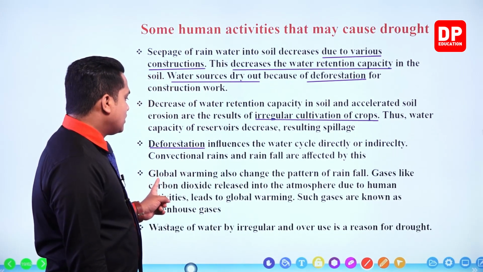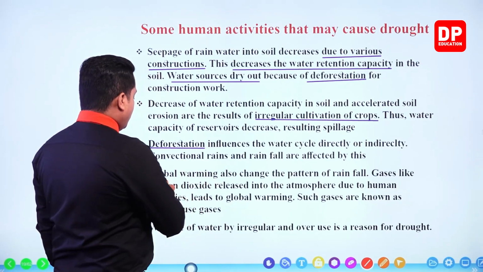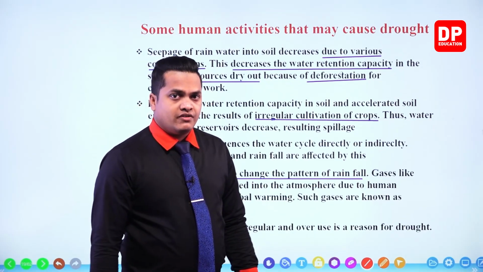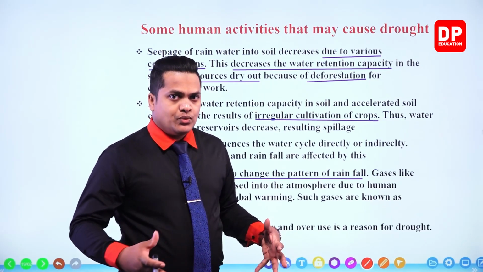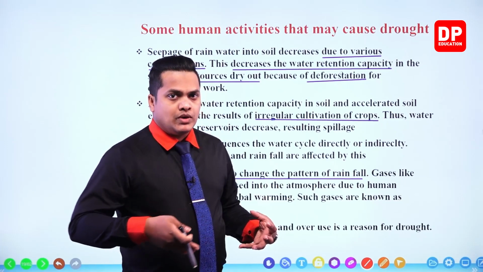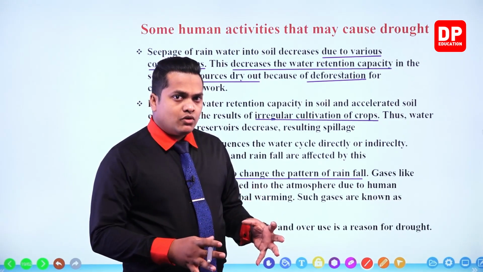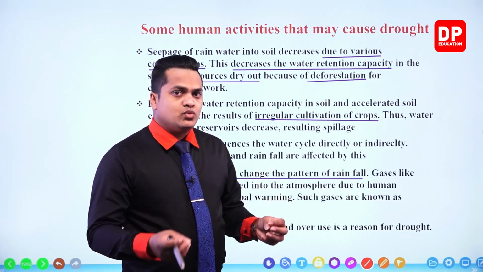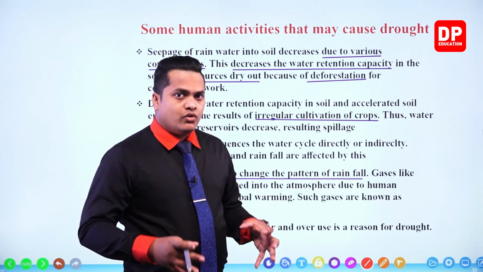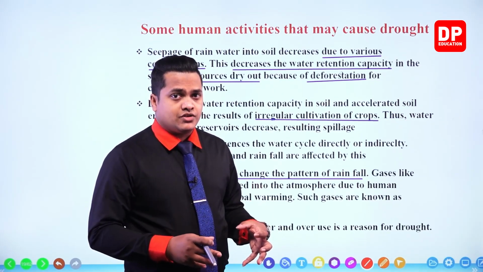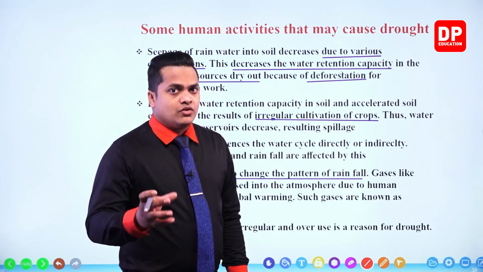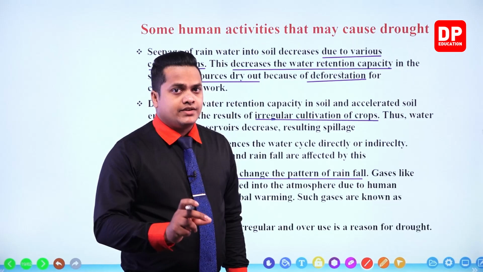Then the next one: global warming also changes the pattern of rainfall. I told you that global warming is a main reason for the change in the pattern of rainfall. When we discussed the El Nino effect, we discussed that the temperature circulates around the whole earth. So when global warming comes into effect, it changes the flow of air currents or the flow of temperature. When the regular flow of temperature changes, what will happen? It will change the pattern of rainfall upon the change in the pattern of wind. So global warming has a major impact in creating a drought.